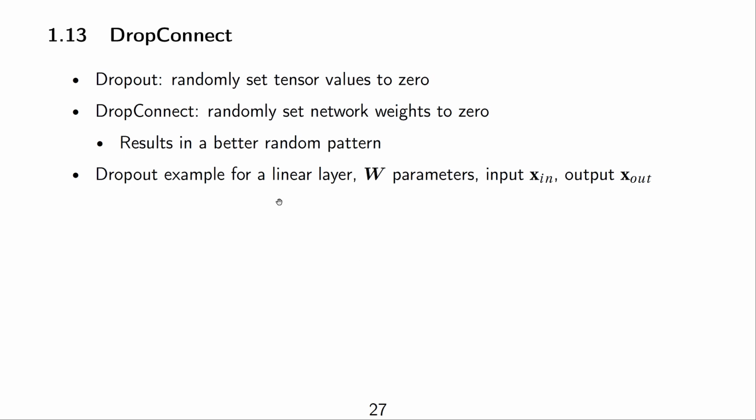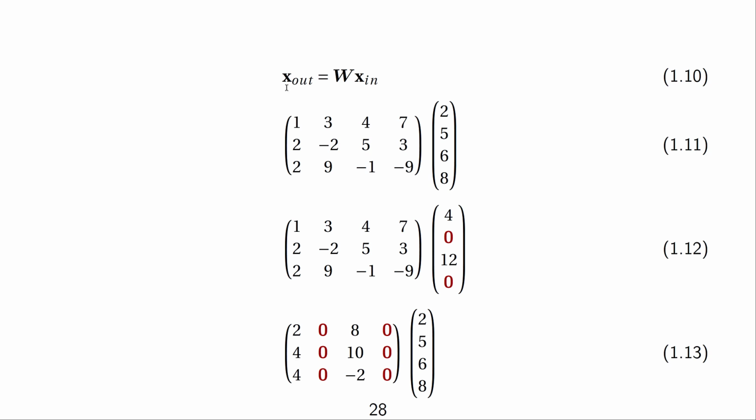So I'll just show a simple version of dropout first, and then a figure from the paper. A dropout example for a linear layer that has a parameter matrix W, an input vector x in and an output vector x out. That means x out equals W times x in. This matrix here is just some matrix I picked to show the W's, and this is the vector x in.